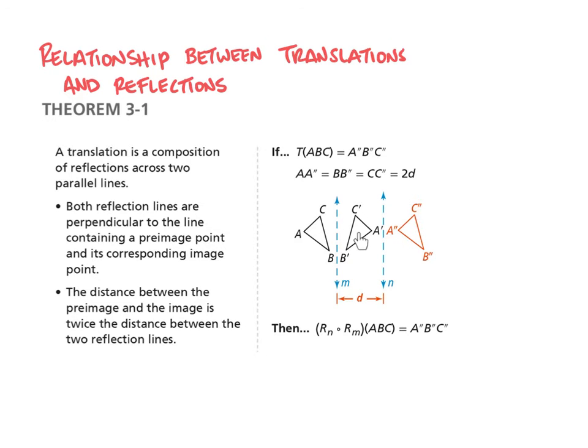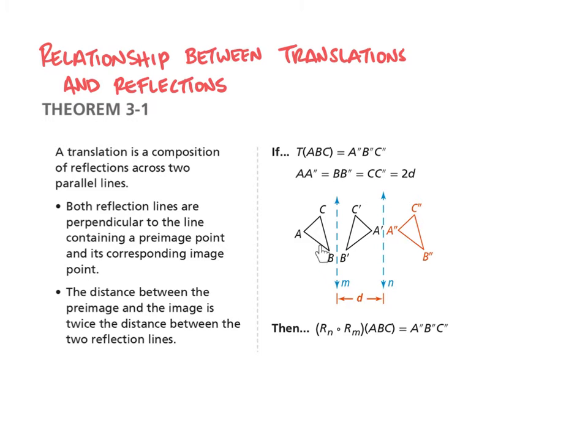Because by reflecting it once, we change its orientation, right? We make it the mirror image. But then when we reflect it again, we get it back to its original orientation. It doesn't look like a mirror image anymore. It looks like it's facing the same way as it was here. So every translation could be thought of as a composition of 2 reflections across 2 lines that will be parallel, right?